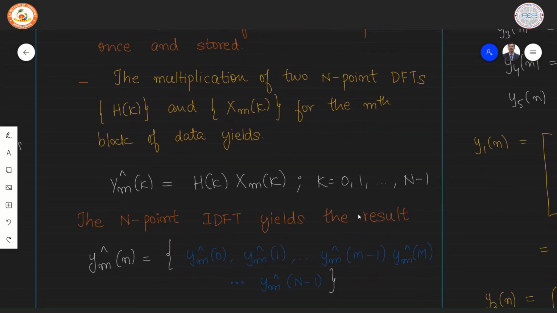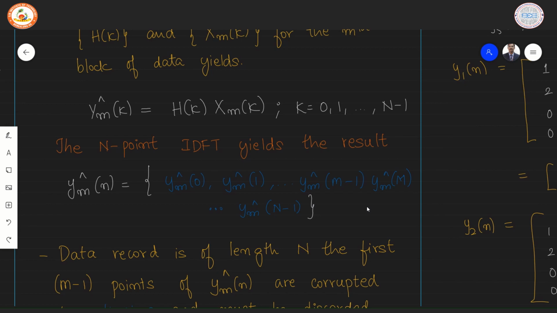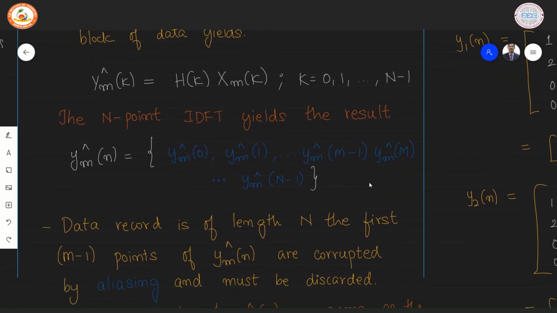The N-point IDFT of this yields a result Ym cap of n, where the elements are Ym cap of 0, Ym cap of 1, till the last term Ym cap of N minus 1. It's an N-point sequence. Now this data record is of length capital N, in which the first M minus 1 points are corrupted due to aliasing. Aliasing happens in the case of circular convolution, and these points must be discarded.